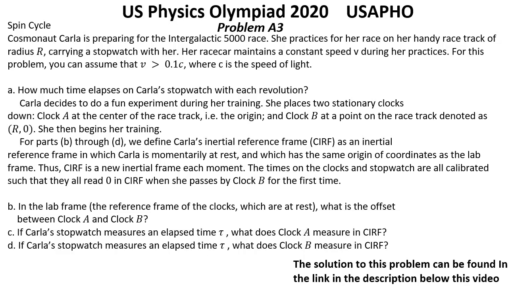Question B. In the lap frame, the reference frame of the clocks, which are at rest, what is the offset between clock A and clock B? Question C. If Clara's stopwatch measures an elapsed time tau, what does clock A measure in CIRF? Question D. If Clara's stopwatch measures an elapsed time tau, what does clock B measure in CIRF?